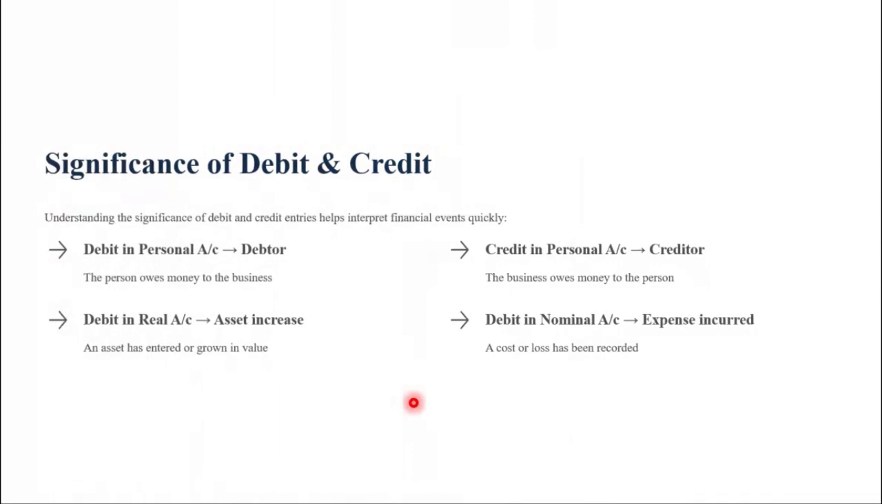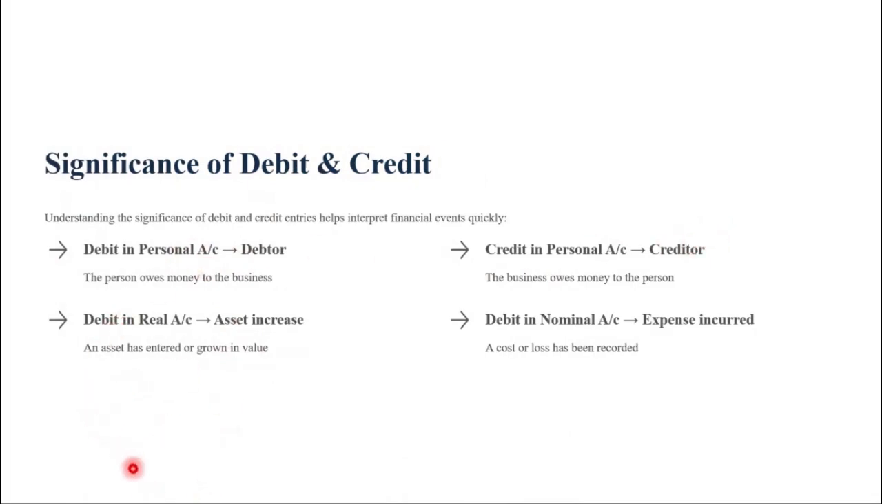Understanding the significance of these terms is crucial for interpreting a financial system. In personal accounts, a debit balance means a person is a debtor who owes money to the business. A credit balance means the person is a creditor to whom the business owes money.